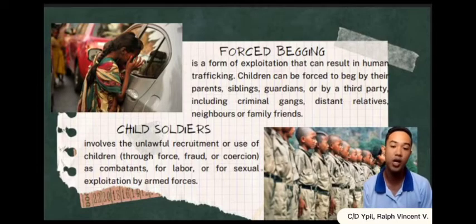The last is child soldiers. It involves the unlawful recruitment or use of children through force, fraud, or coercion as combatants, for labor, or for sexual exploitation by armed forces. And those are my examples of human trafficking.